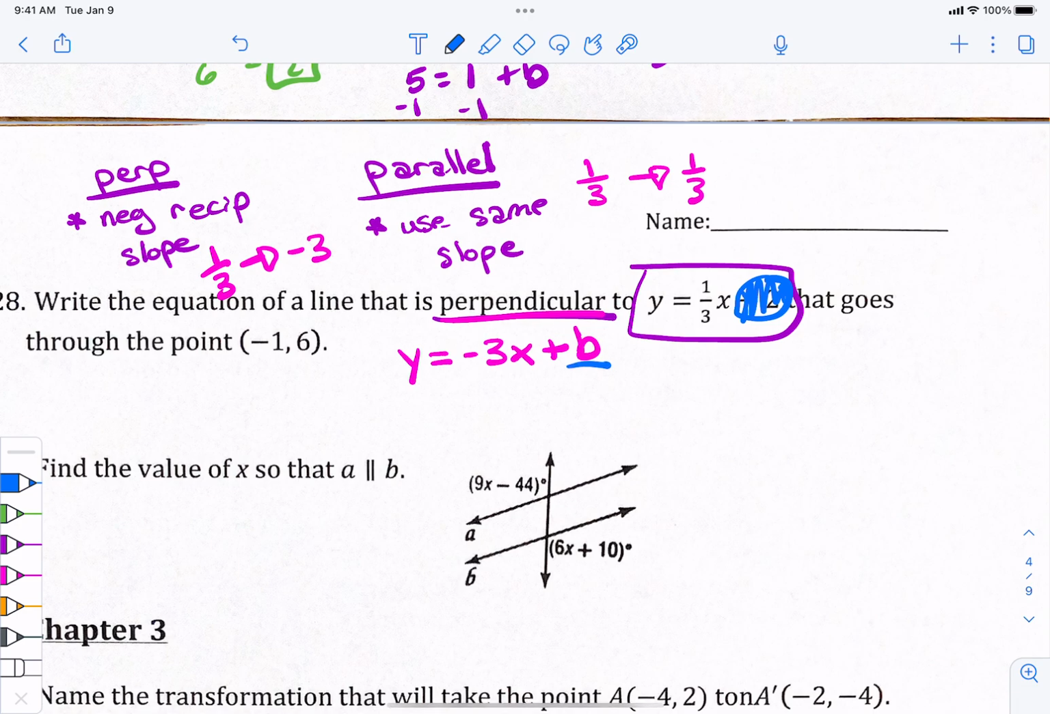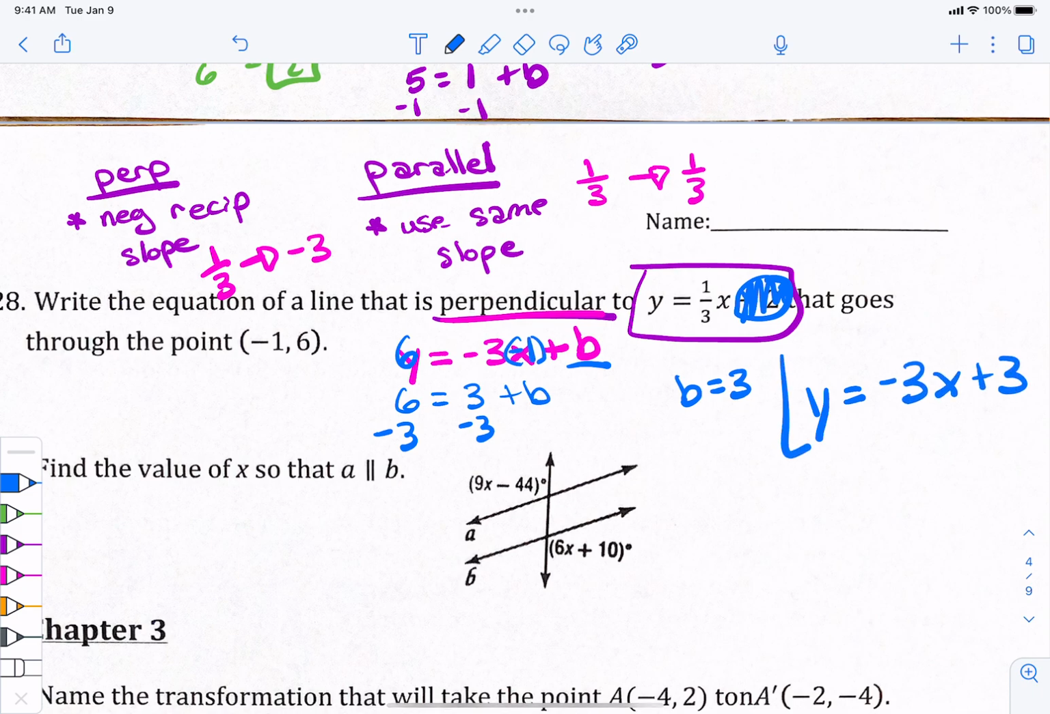And we need to find b, so we plug in 6 and negative 1. So 6 equals, this would be a positive 3 plus b. And let's subtract 3, so b is 3. And then final answer, y equals? Negative 3x plus 3. Perfect. Negative 3x plus 3. Good. Got it?